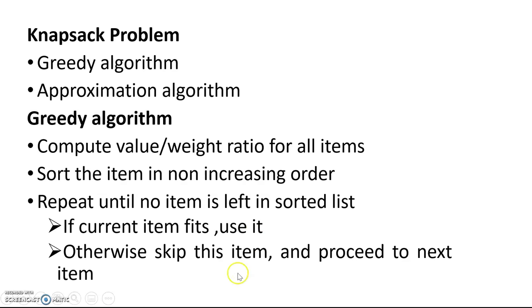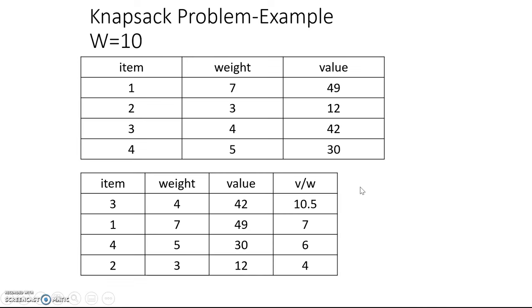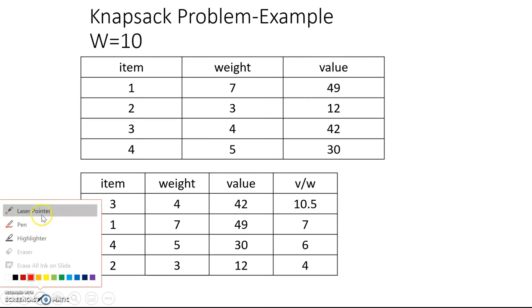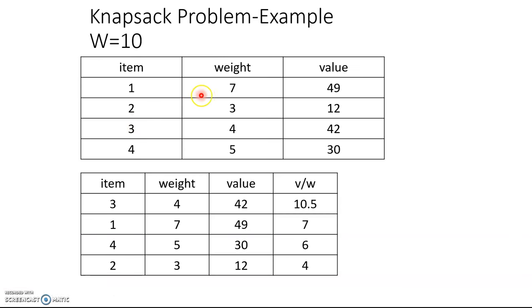Now we can see how this greedy algorithm works. I have taken an example having 4 items, item 1 up to item 4, and you can see the weight and value for each item. If you take item 1, its weight is 7 and its value is 49. Similarly, each item has its own weight and value.